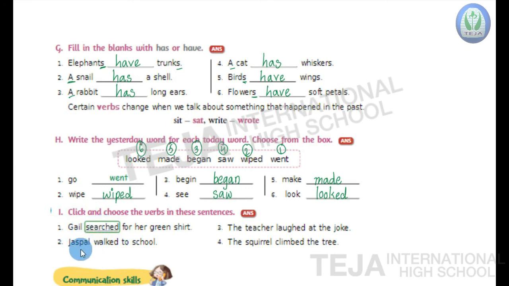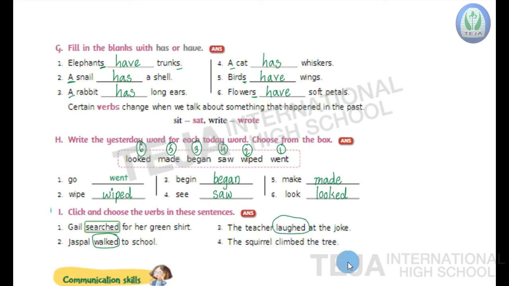Okay. Now second one, Jashpal walked to school. So what is Jashpal doing here to go to school? He walked. Walked is an action word. So action words are called verbs. Circle walked, children. Now third one, the teacher laughed at the joke. So here, what is the teacher doing? She laughed at the joke. So here the action word is laughed. So circle laughed, children, as it is a verb.